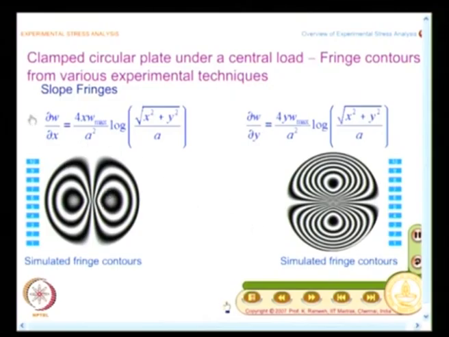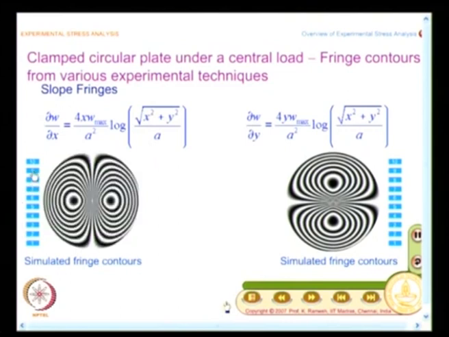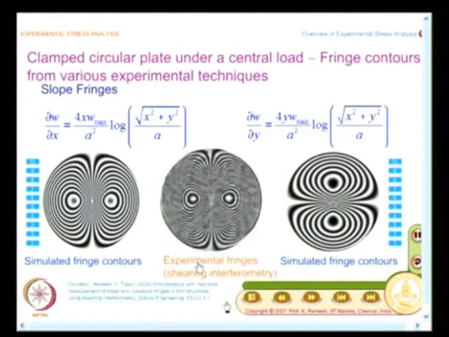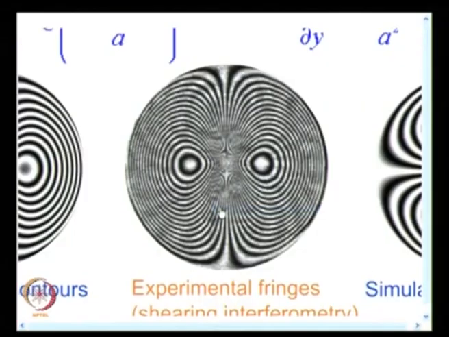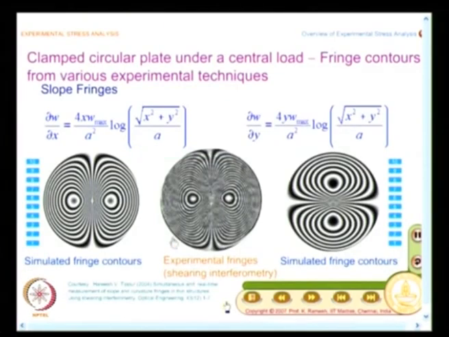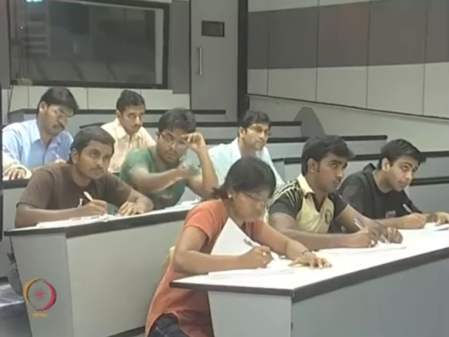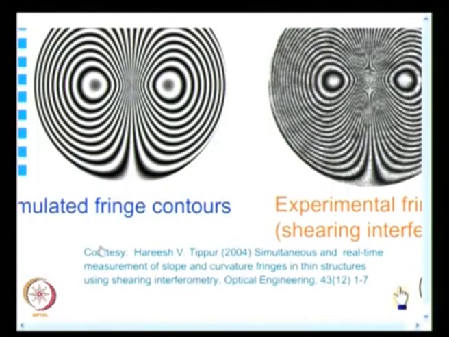These are all simulated contours. I have the expression here, I have the simulated, when I increase the load I get that. And what you find here is a very recent experiment on speckle interferometry that has given a very nice set of contours on thin wafers, and in fact it matches very well with the simulated patterns. This is how you see it in the experiment, and this is from the work of Professor Harish Tippur. He is a best friend of mine, and this has come in the Journal of Optical Engineering.